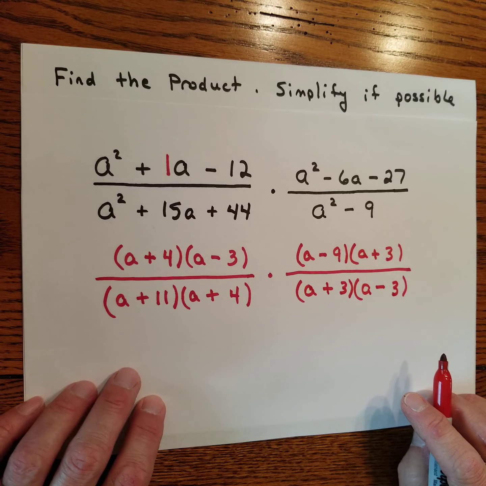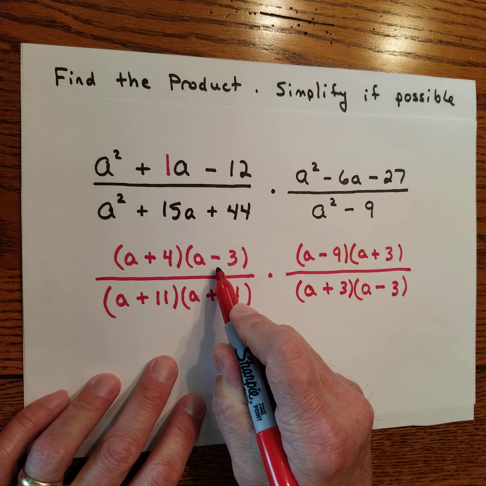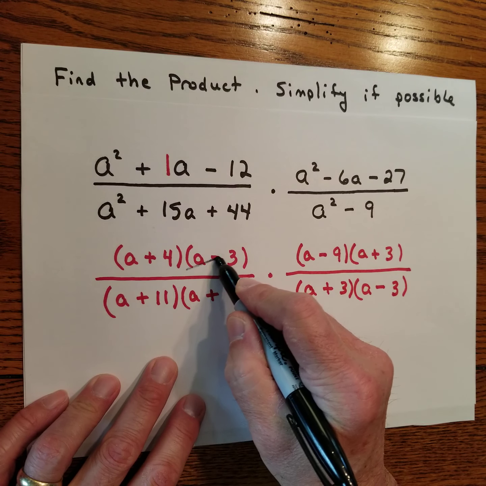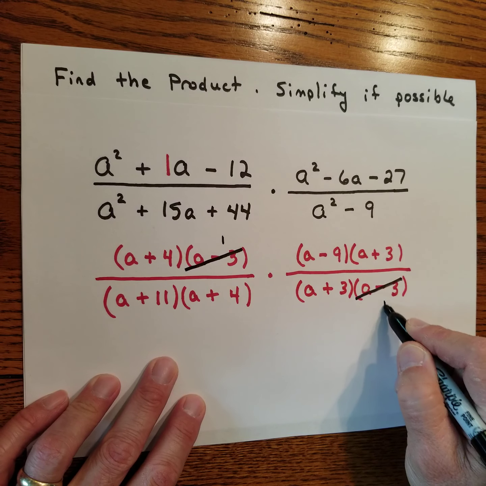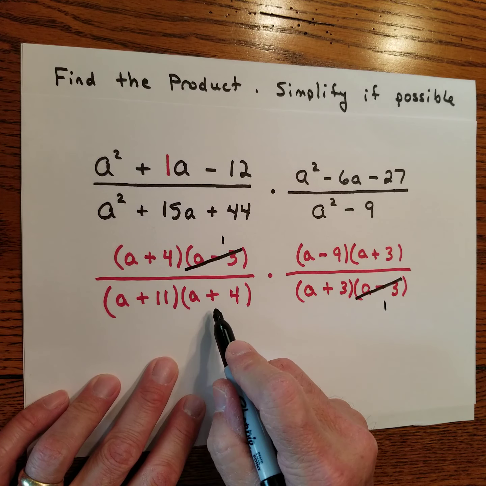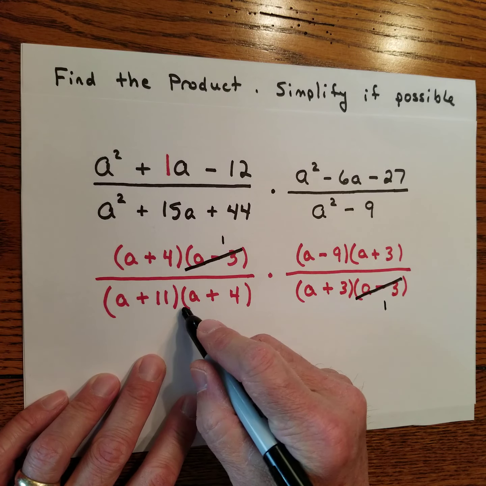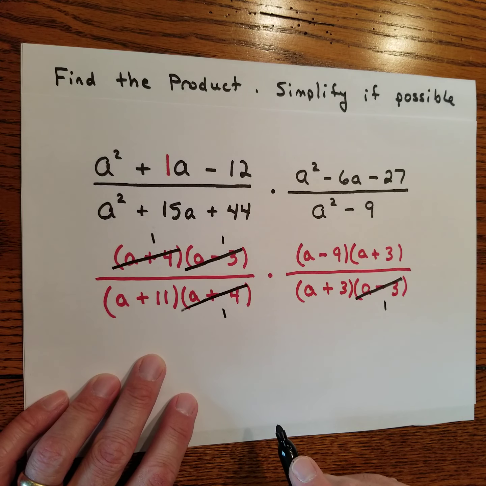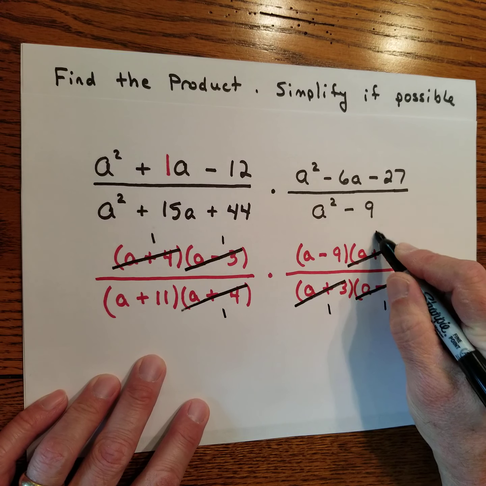All right, now let's try to do some reducing. Any top with any bottom. I see an a minus 3 factor here that exactly matches this a minus 3 factor here. Let's let these a minus 3s cancel. They become 1s. Here's an a plus 4 in the bottom and an a plus 4 in the top. Any top with any bottom. Cancel the a plus 4 with the a plus 4. Are there any other tops and bottoms that match? Here's one. A plus 3 in the bottom matches a plus 3 in the top.